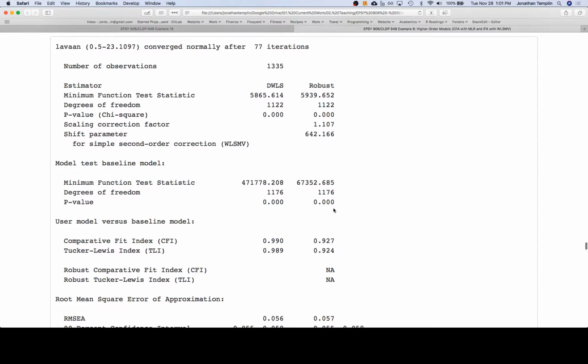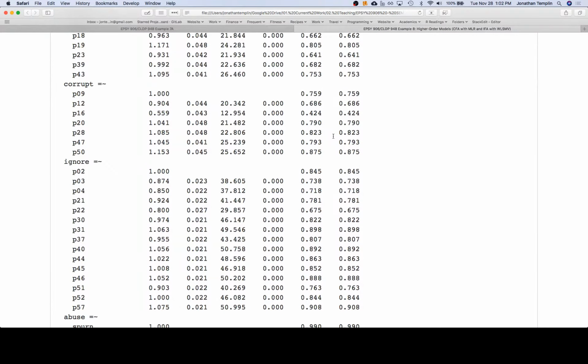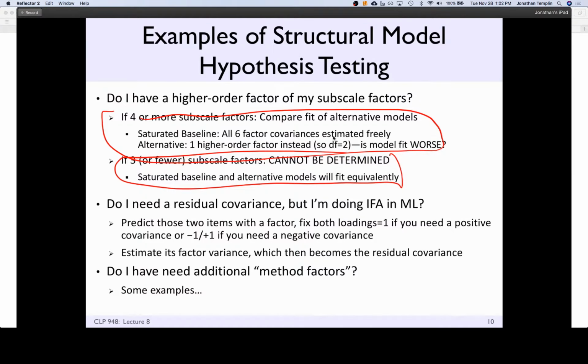I'm trying to think of a way to give you the diff test, but it's really hard to do directly. So CFA is probably the way to go for this, unfortunately, right now. I'm sorry. That's one of the problems with Lavaan: we run into these situations where you're like, ugh, so close.